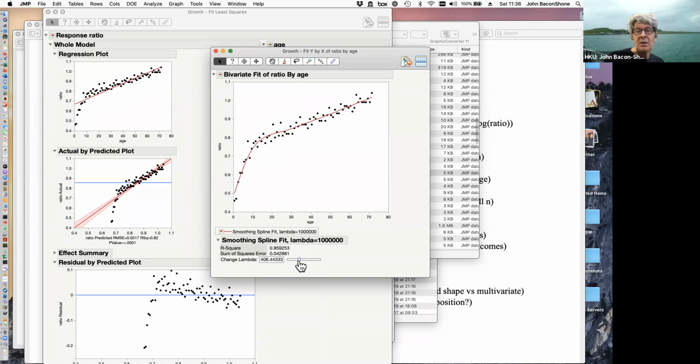So you can see that relatively smooth line here does indeed suggest maybe fitting two different slopes. One slope here and another slope here.